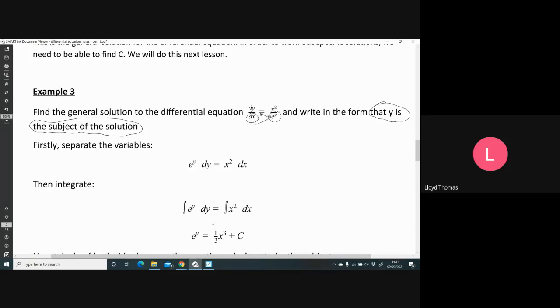Then integrate both sides, and you end up with e to the y equals 1/3 x cubed plus c. Now the question wants y as the subject. Now I deliberately have not scrolled down here.